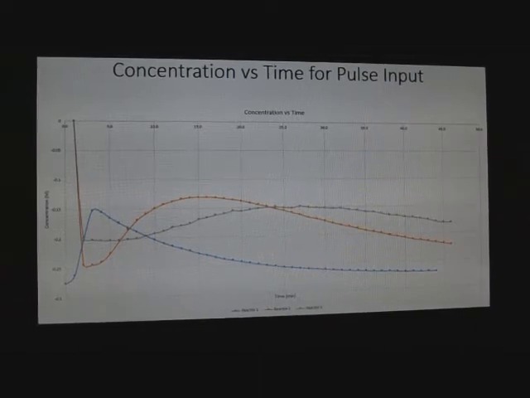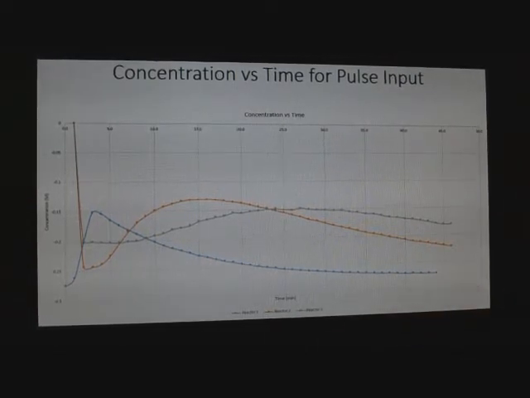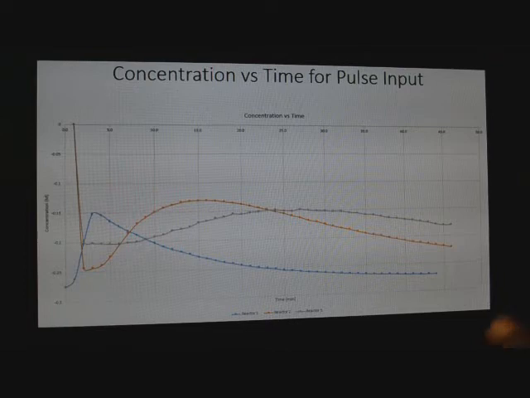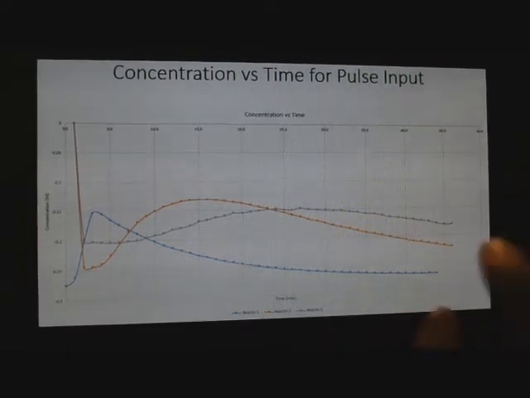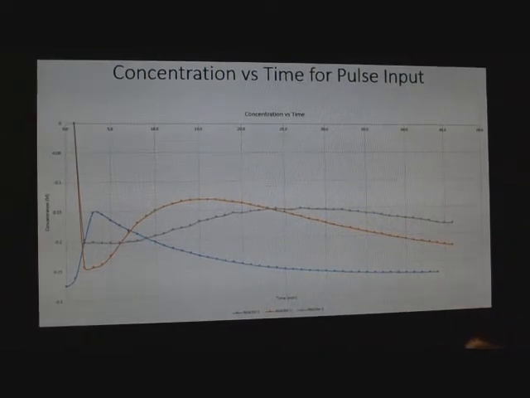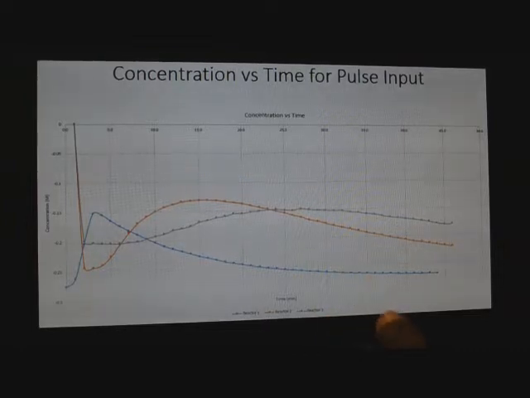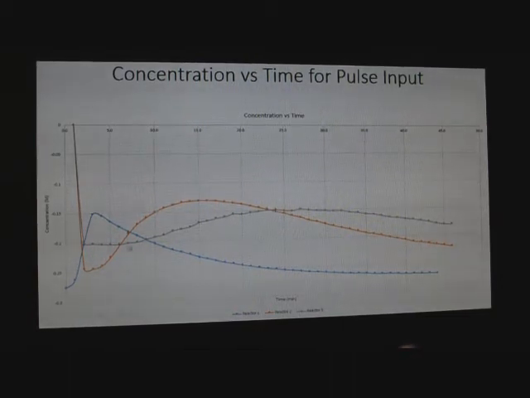Okay, my name is Muhammad. I'll be speaking here about concentration versus time for pulse inputs. Pulse input is when you put the tracer only once, and then we plot it for three reactors. Reactor 1, which is the blue one, goes like this, and then reactor 2, which is the brown one, and then the gray one, also reactor 2.